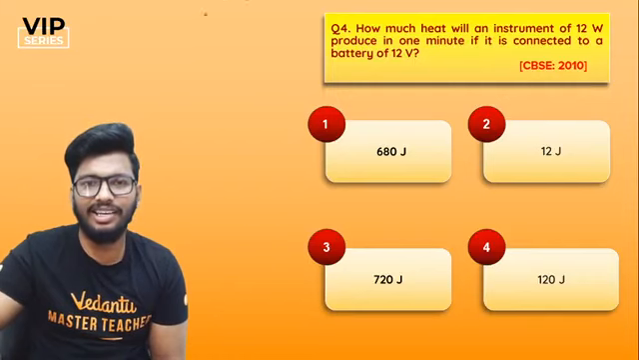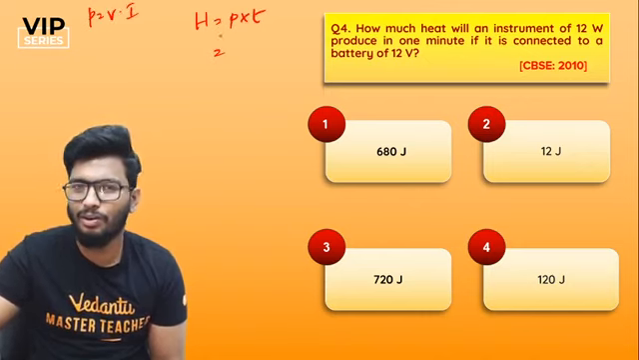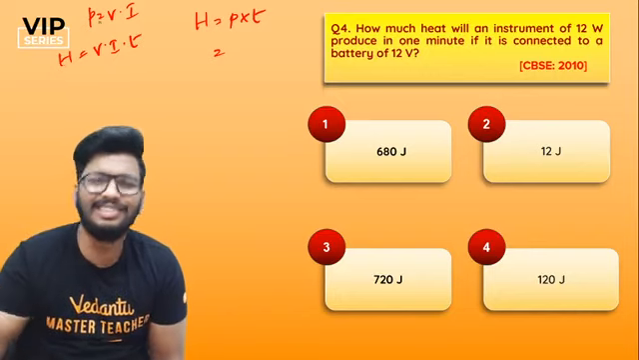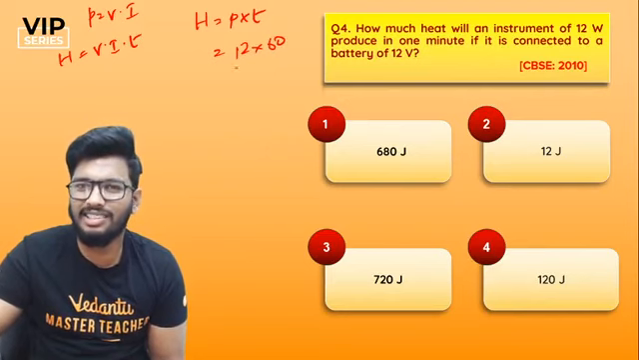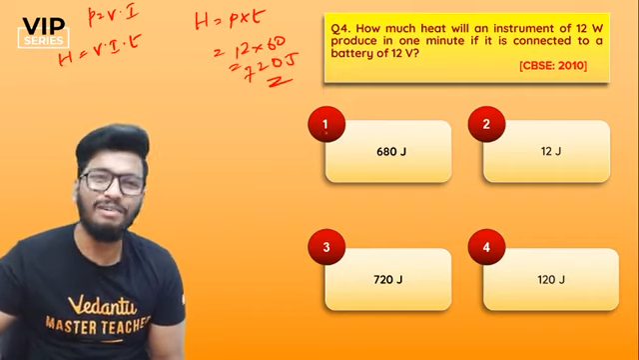So you're supposed to find out the heat energy. Heat is nothing but power into time, because again, power is V into I. So if the formula is H equals V into I into T, instead of VI I'll put P, because it's the same. P is 12. Time taken is 1 minute, that's 60 seconds. So 12 into 60 is 720 joules, which would be the answer.